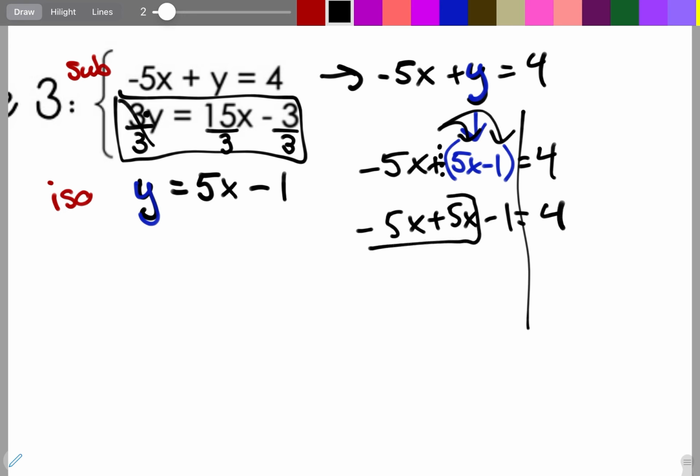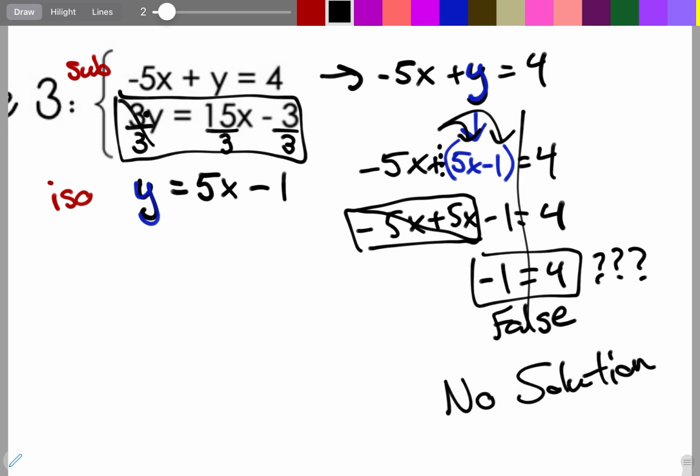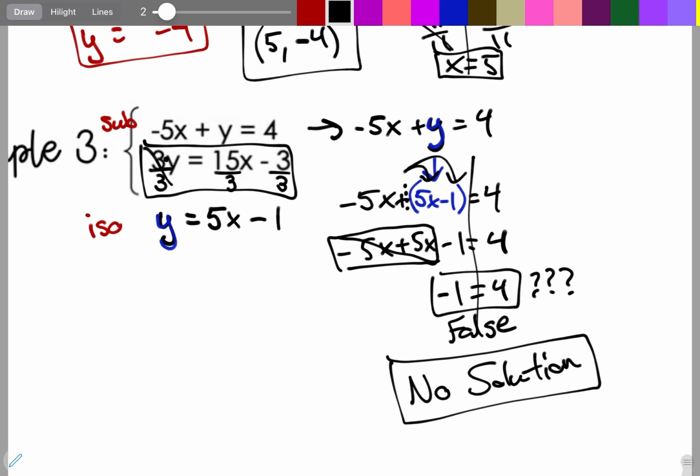We're going to combine like terms right here. Whoa. Negative 5 plus 5 is 0. We're left with negative 1 equal to 4. Is this a true statement? Absolutely not. This is a false statement. So your answer would be no solution. These will be parallel lines that do not cross. Your answer right here is no solution for example 3.